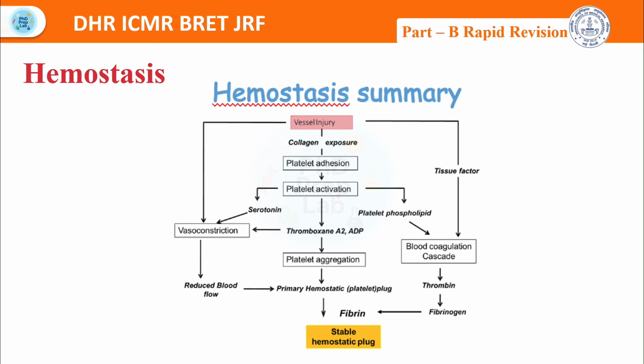Then they aggregate. There is aggregation of platelets, which is the primary hemostasis and the formation of the platelet plug. Then there is the third step, wherein a series of clotting factors are activated, the tissue factors. It activates the blood coagulation cascade, which finally gives rise to thrombin, which converts fibrinogen to fibrin. So fibrin finally forms the stable hemostatic plug. So there is plug formation after fibrin is formed.